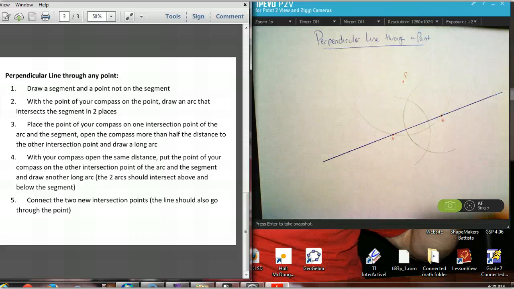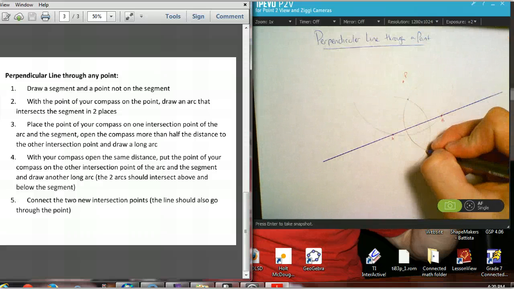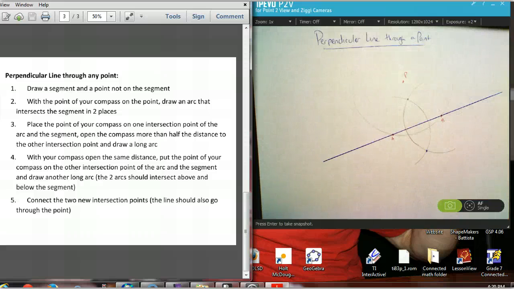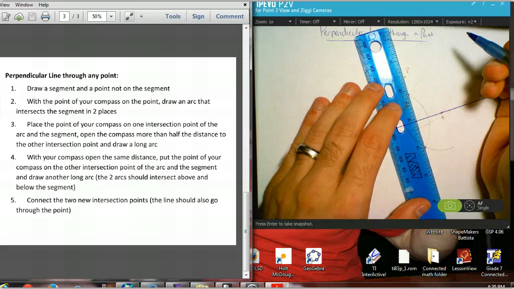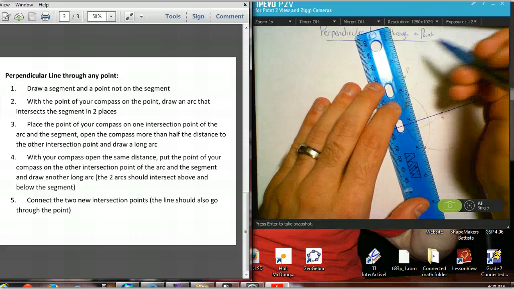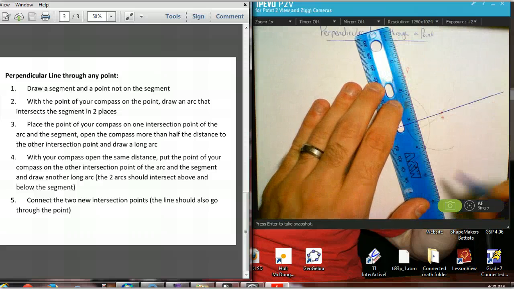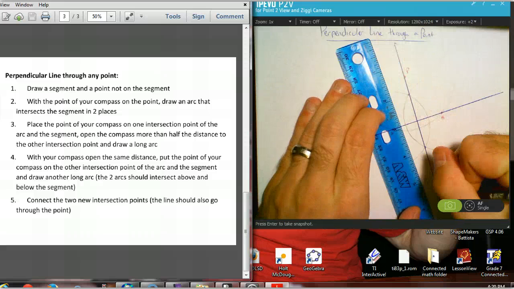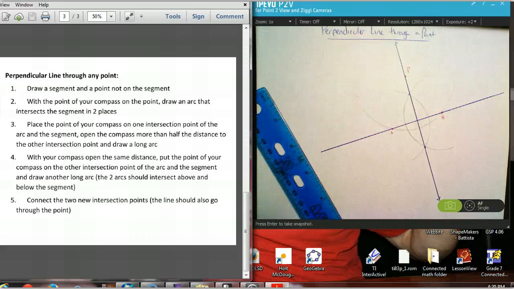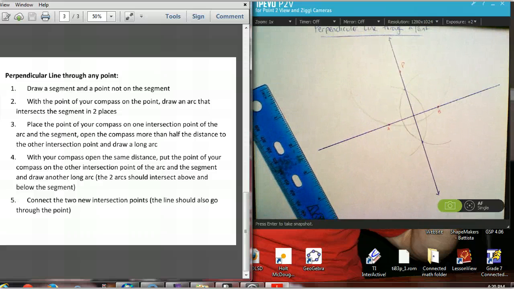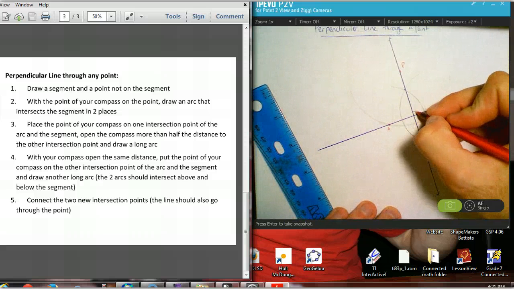And now our two intersection points, these blue dots I'm going to make, will go through that point. And we've done it so that it will create a 90-degree angle. I was just a little bit off. The more precise you are with your compass settings, the better it'll be. But now this point right here is a 90-degree angle.